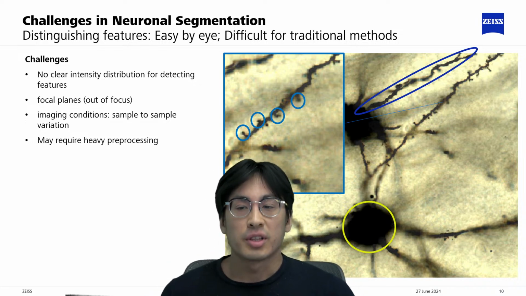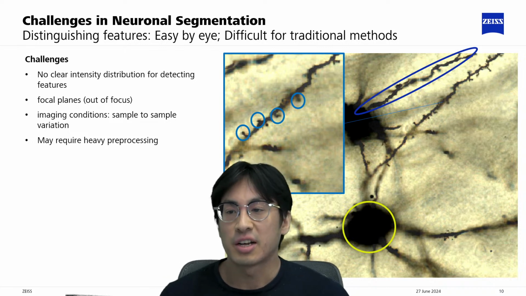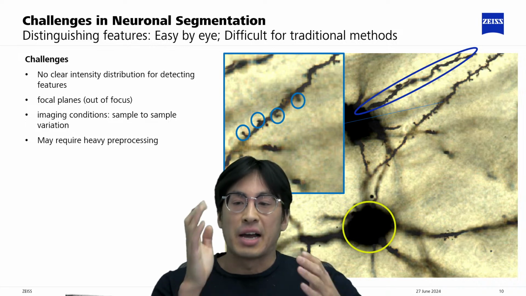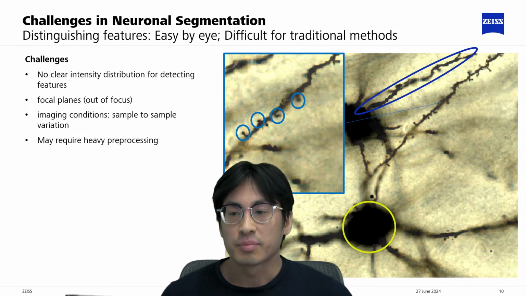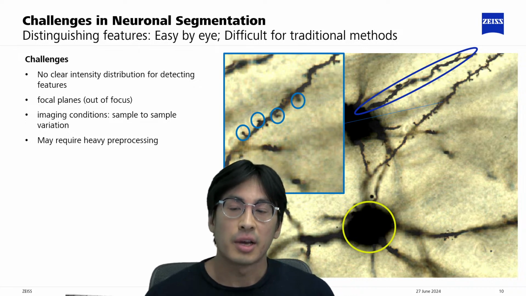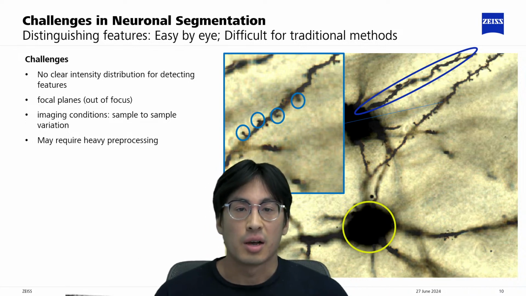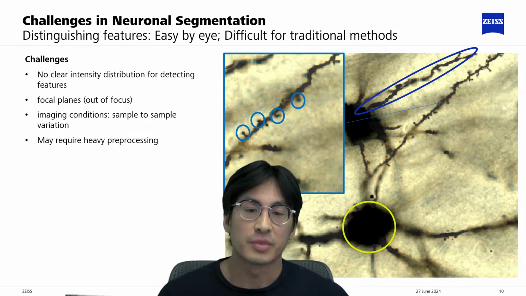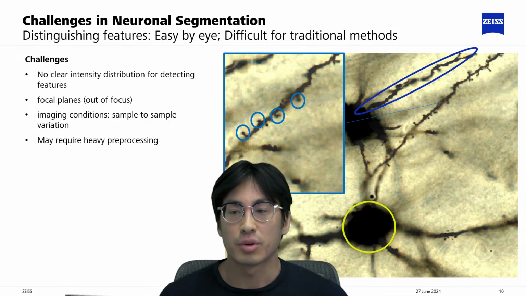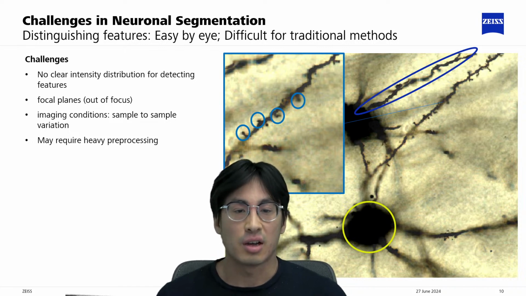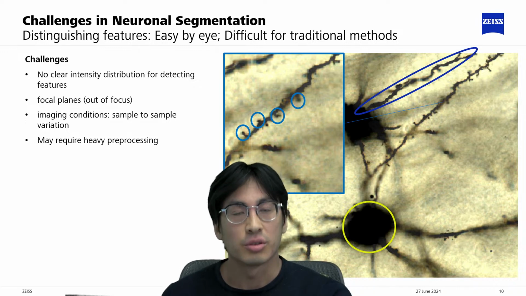Traditional methods, they don't know what these are. So some of the challenges is that there's no clear intensity distribution that's creating the boundary of these features. The focal planes can also be out of focus, and your image conditions could be changing from sample to sample. And so all of these coming together requires a lot of heavy pre-processing and a lot of expertise to even extract these using classical traditional methods.